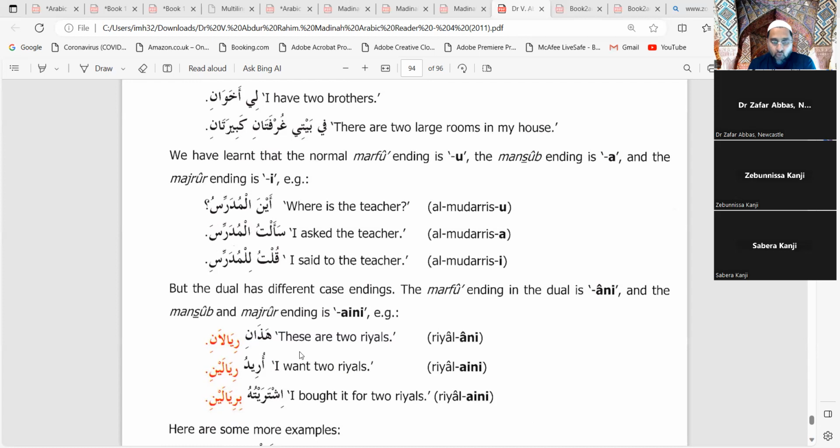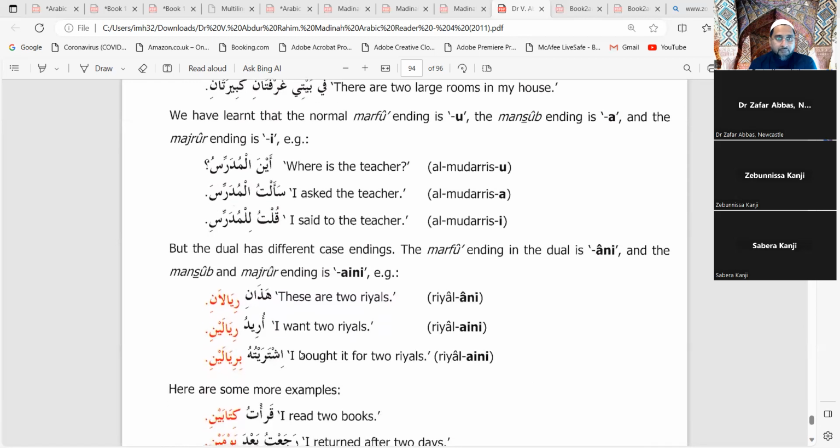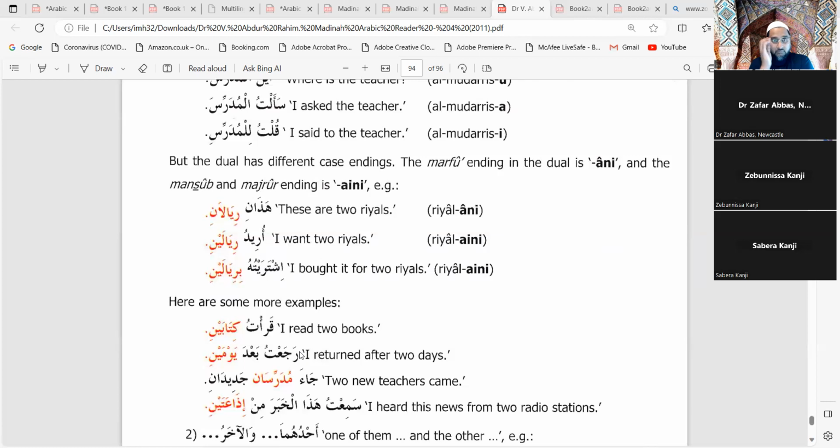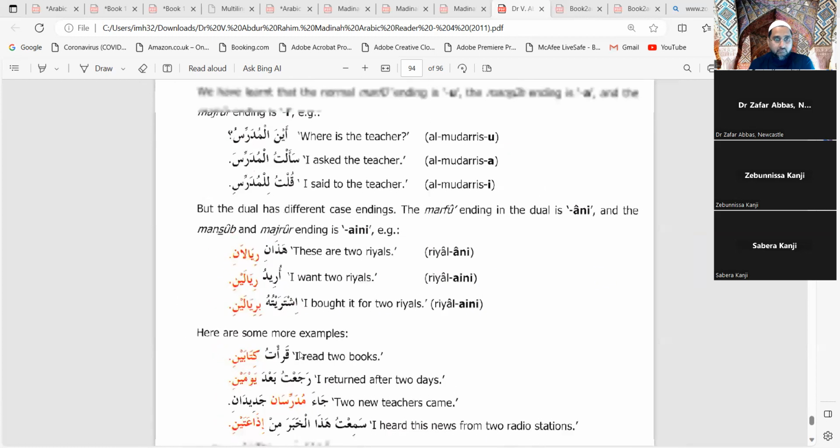But when you go to the dual now, what's the difference now? The dual has different case endings. The marfu ending in the dual is ani, and the mansub and majroor ending is aini. Example, hadani riyalani. These are 2 riyals, so it's riyalani. Correct. Uridu riyalaini. I want 2 riyals, so it's riyalaini. Then ishtaraytuhu biriyalaini. I bought it for 2 riyals, so it's riyalaini.